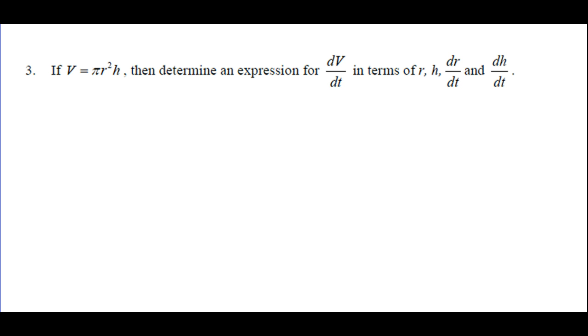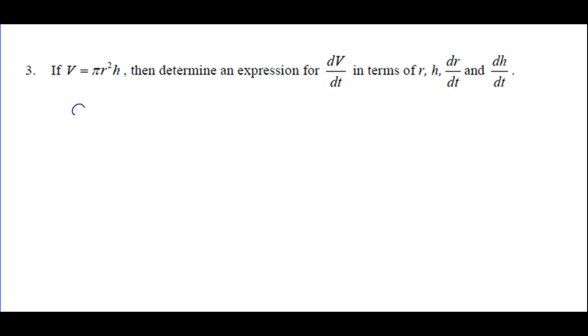If volume is pi r squared h, then determine an expression for dV by dt in terms of r, h, dr by dt and dh by dt, right? Because now, when we take the derivative with respect to time of the right-hand side, we have two variables there. Now, we're going to want to avoid having two variables, and I'll show you in a further example how we can avoid doing what we're about to do here.